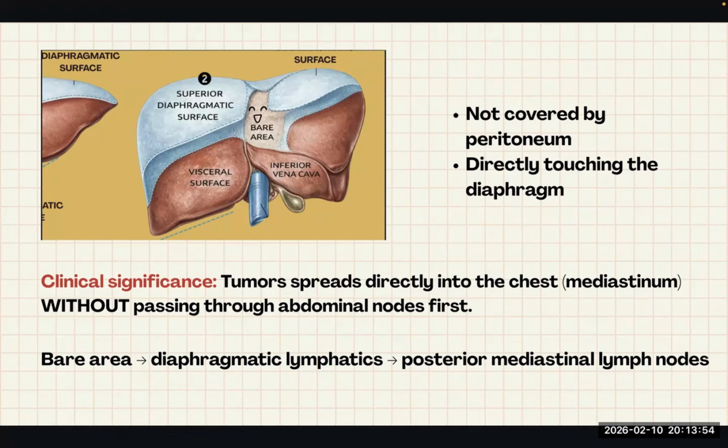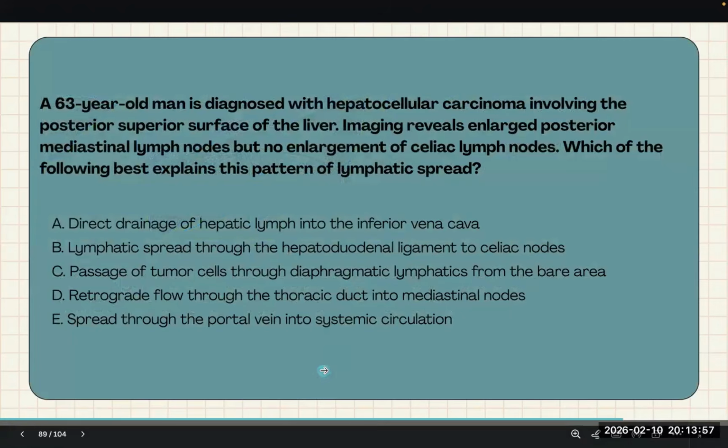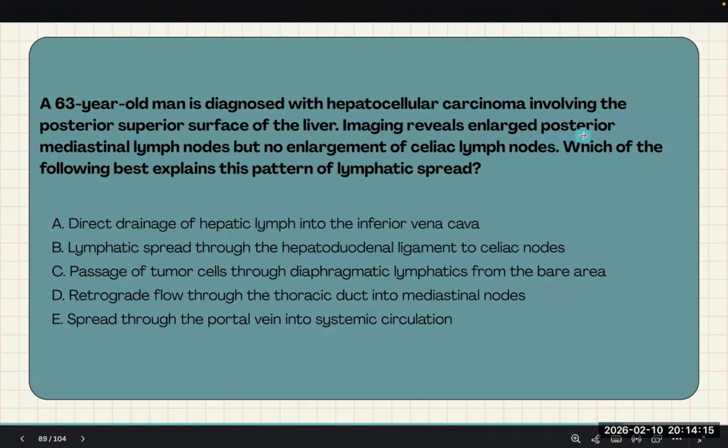Okay. Well, to make sure that you did get it, let's try solving this one. So we're saying enlarged posterior, enlargement of the celiac.